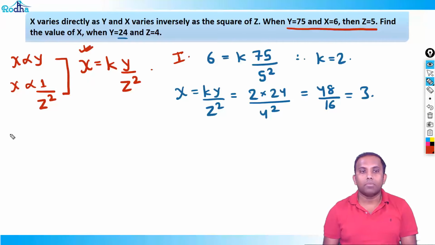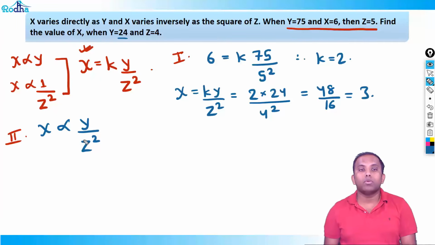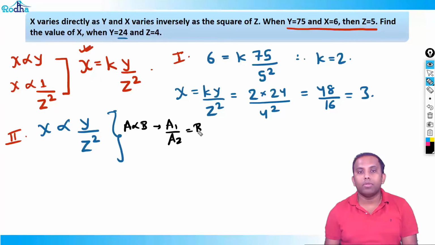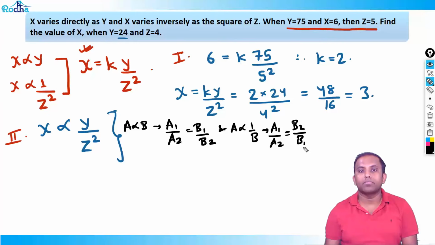Now, the second method. Once you have this equation, I can combine these two: x is directly proportional to y, and x is proportional to y upon z squared. So how can the relation be written? We know these two points: if a is proportional to b, then a1 by a2 is equal to b1 by b2. And if a is inversely proportional to b, then a1 by a2 is equal to b2 by b1. We can apply it here.